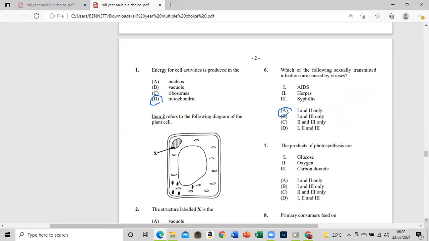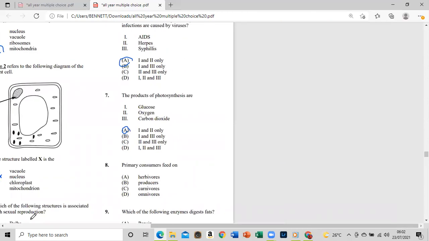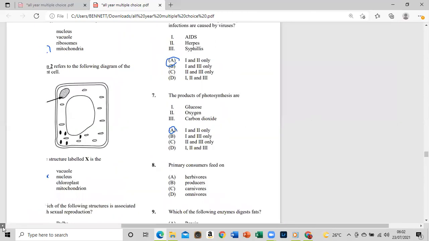7, the products of photosynthesis are, is it glucose, oxygen, carbon dioxide? And it's glucose and oxygen. We actually use carbon dioxide to produce those. All right, so it's A, glucose and oxygen.